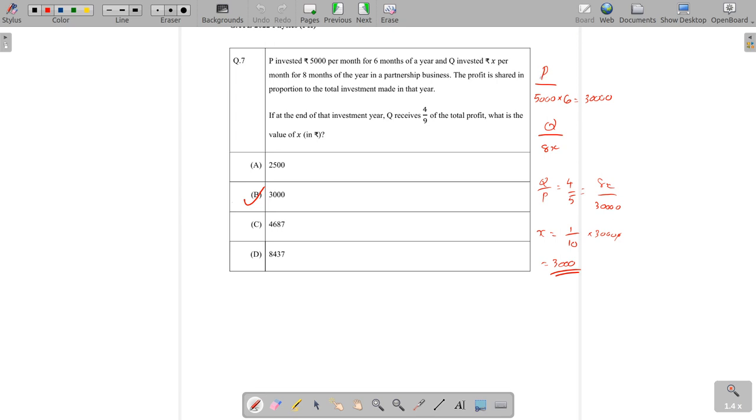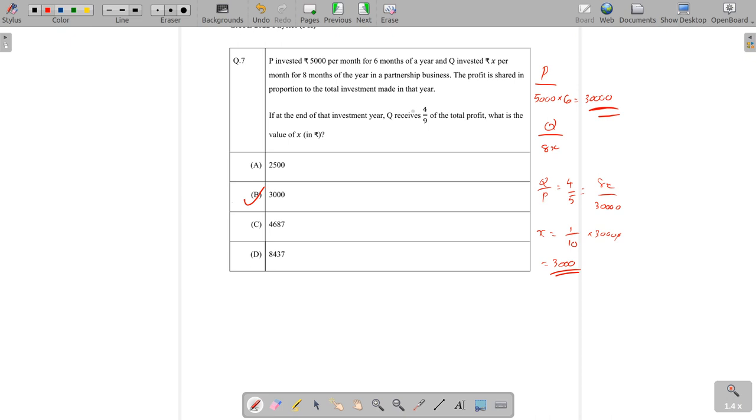Okay, so just write how much they invested. P invested 5,000 per month for 6 months, so that means 30,000 rupees he invested. Q invested X per month for 8 months, so 8x. So that means P by Q or Q by P is that.